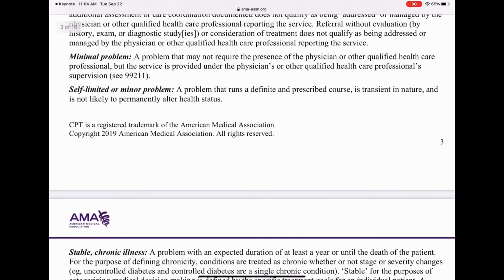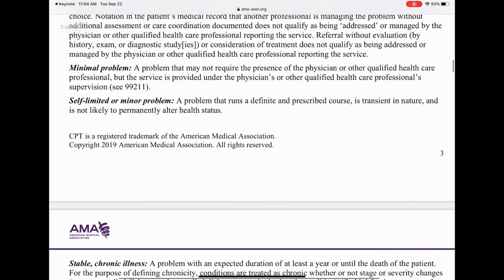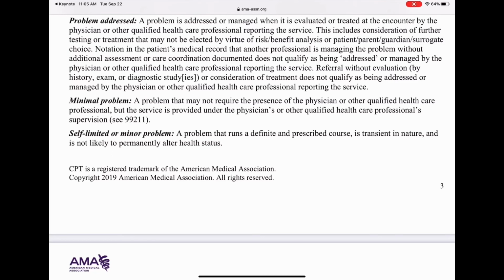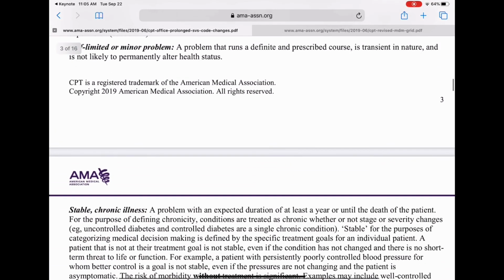Referral without evaluation, history, exam, or decision about diagnostic studies, or consideration of treatment does not qualify as being addressed or managed by the provider. So if you just refer the patient and you don't do any kind of evaluation or workup or even history, you just go, oh yeah, patient's complaining of this, so I sent them to this provider, then you don't get to count that. There are lots of other things that are defined here, and we'll come back to some of those as we go through this table. But that's what problem addressed is.